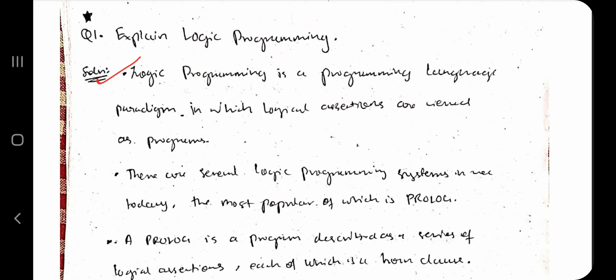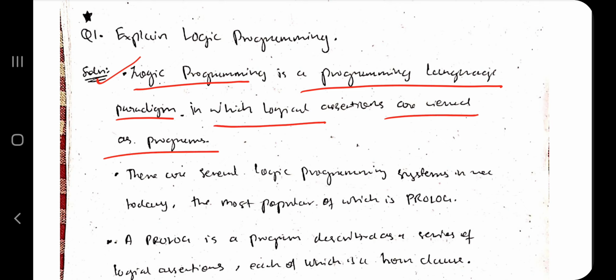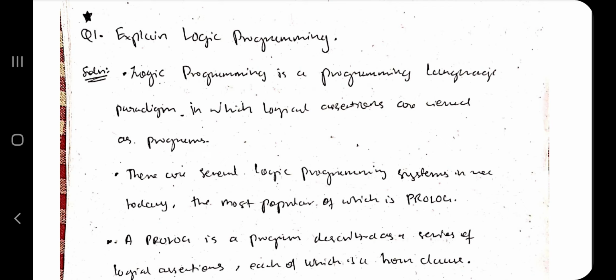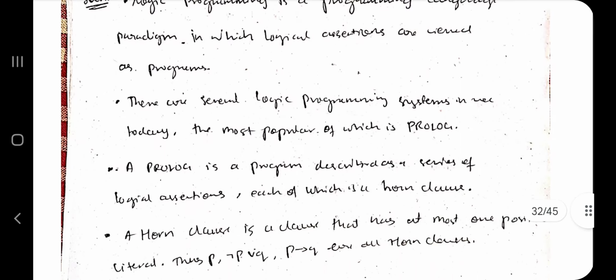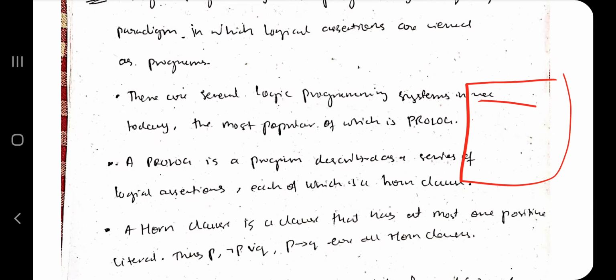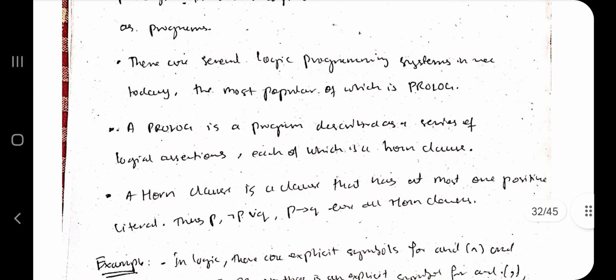So the first point you will write: logic programming is a programming language paradigm in which logical assertions are created or viewed in the program. So it is just a language. For that we'll be using a logic language, which will have rules and different codes. By using those codes we'll be deriving some results and reaching some conclusions. That is what is called logic programming. There are several logic programming languages. The most common one which we will be using is Prolog. That's the second point. First write the definition, then write which programming language we'll be using.